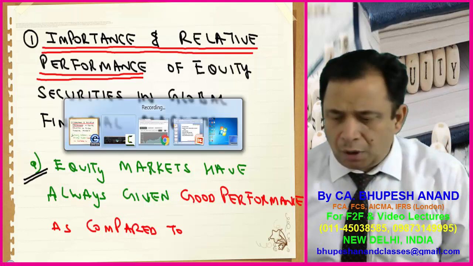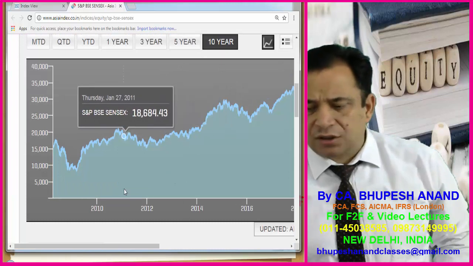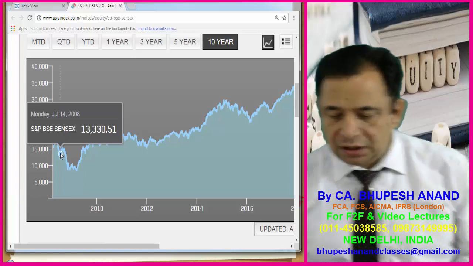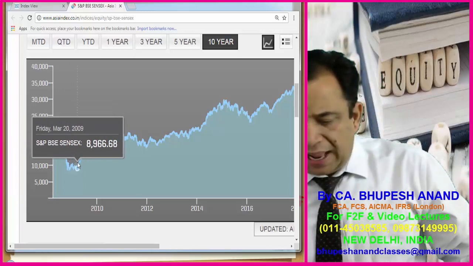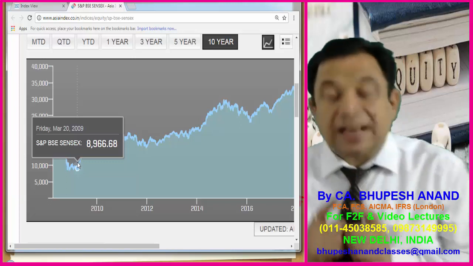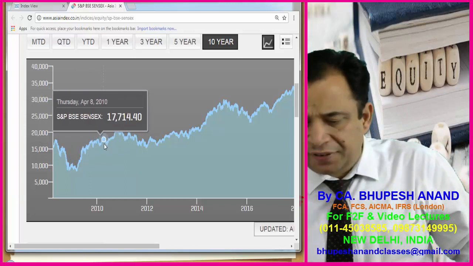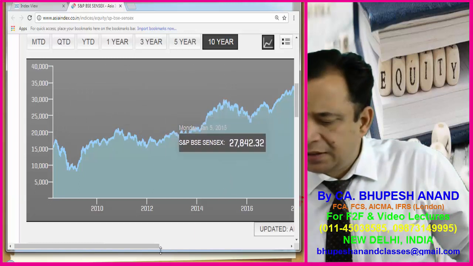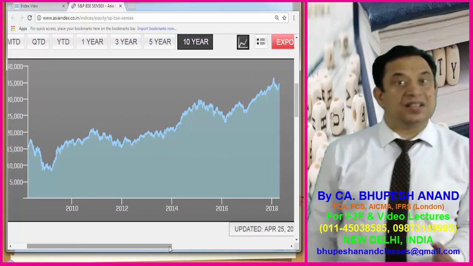I want to show you the Bombay Stock Exchange. Just see this Bombay Stock Exchange. This is the index of the last 10 years. Just see this is 13,330, and then 9,092 and 8,966. This is in 2008, when there was a financial crisis. But in these years, now 13, 15, 17, 20, 18, the basic idea is that there is an increase in equity markets, in the Sensex, in the last 10 years.